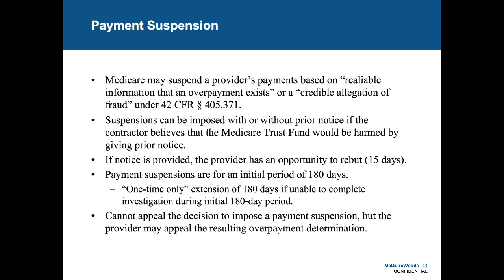CMS has 2 sources of authority to impose a payment suspension on a Medicare provider. The first is reliable information that an overpayment exists. This may be through the Medicare administrative contractor doing an audit or another auditor making an overpayment finding. The second source of authority is upon a credible allegation of fraud in consultation with the OIG.